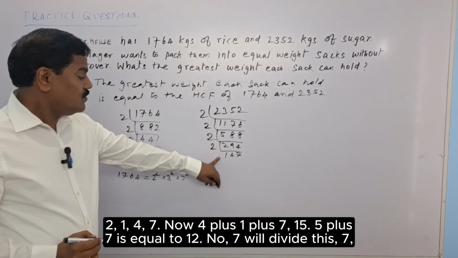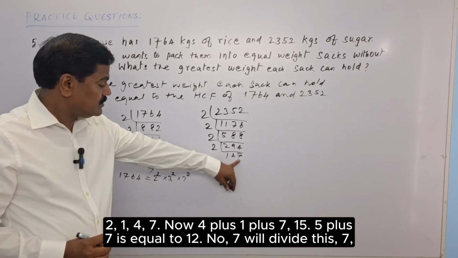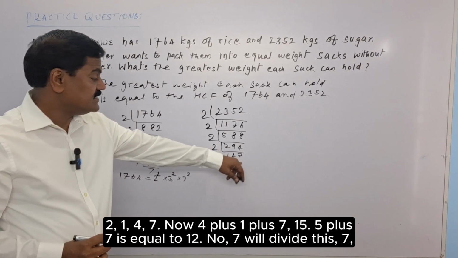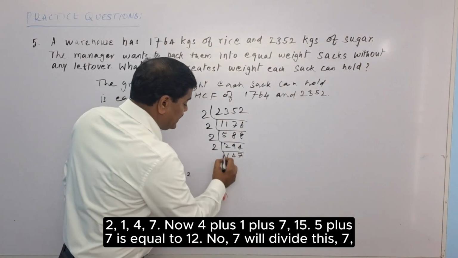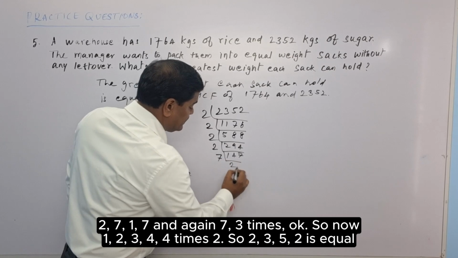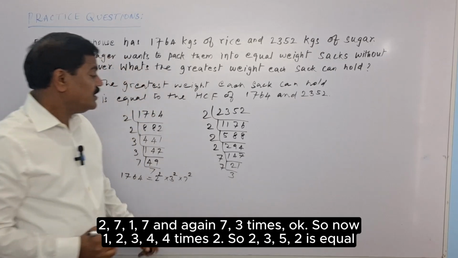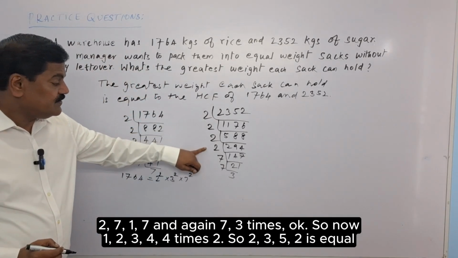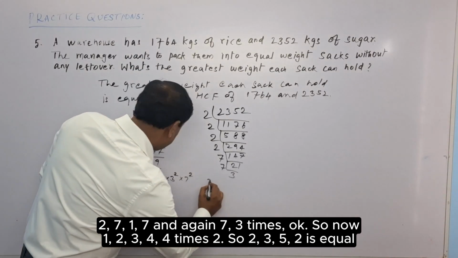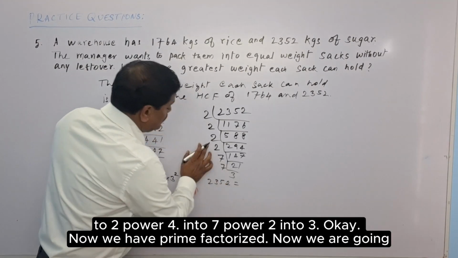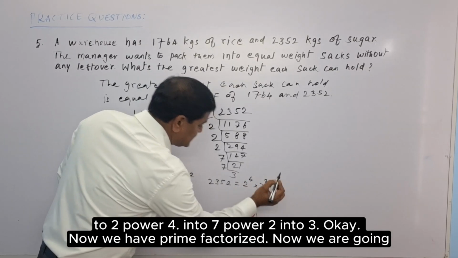Now 4 plus 1 plus 7 is 12, so 3 divides this: 3 times 49. Then 7 will divide this: 7 times 7, 1. So 2352 is equal to 2 power 4 into 7 power 2 into 3.